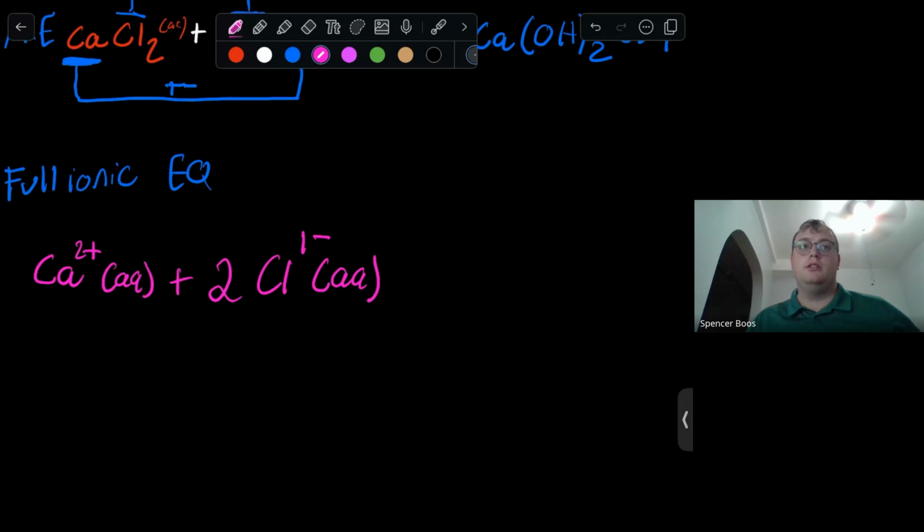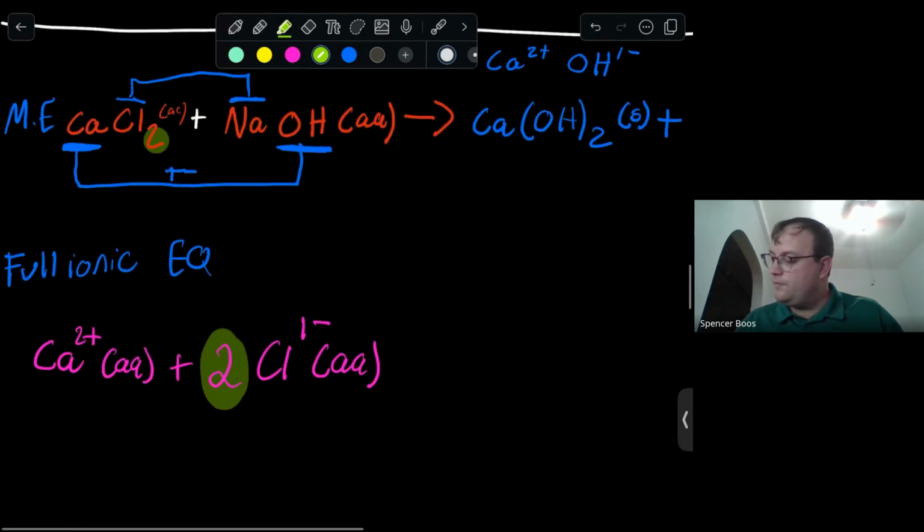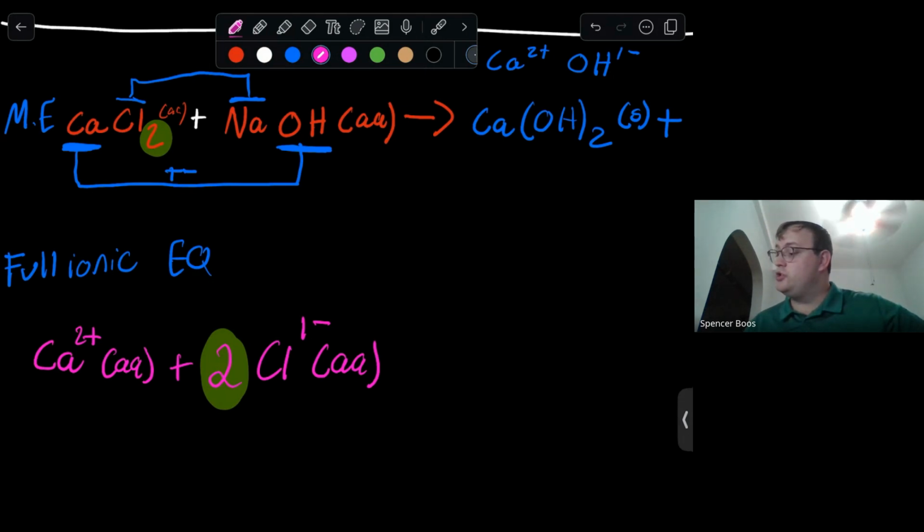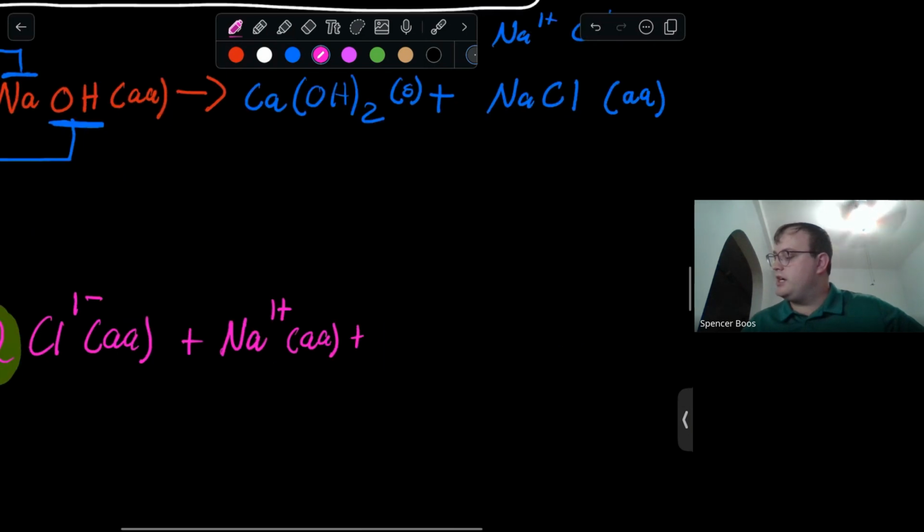The question here might be asked, okay, where does that big 2 come from? Where is it coming from? Good question. This 2 here comes from there. So we're just taking that count and putting it right there. That's aqueous. Now we also got to split up our sodium hydroxide. So we have sodium, Na with a 1 plus charge, that's also aqueous. And our hydroxide, OH with a 1 minus charge, that is aqueous.